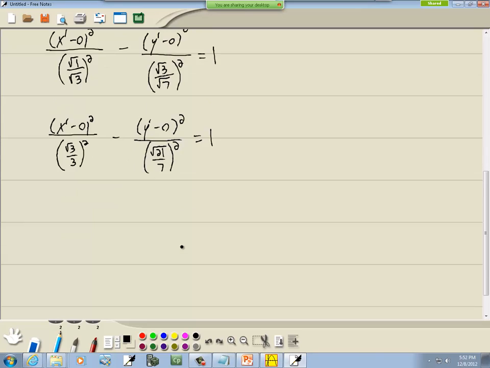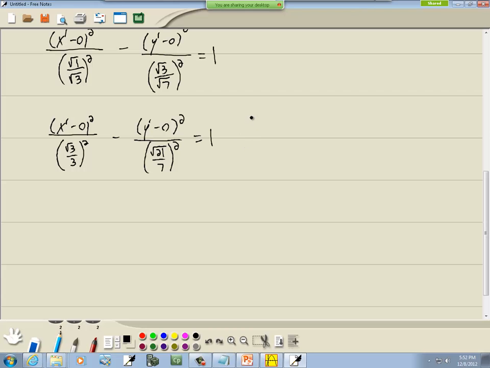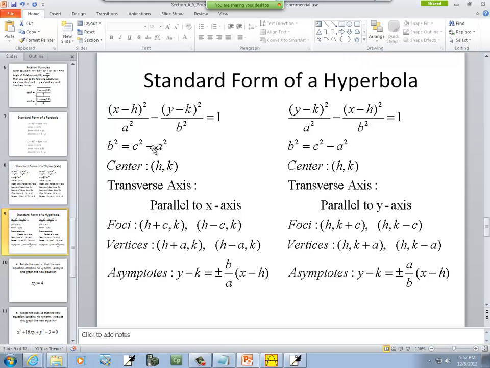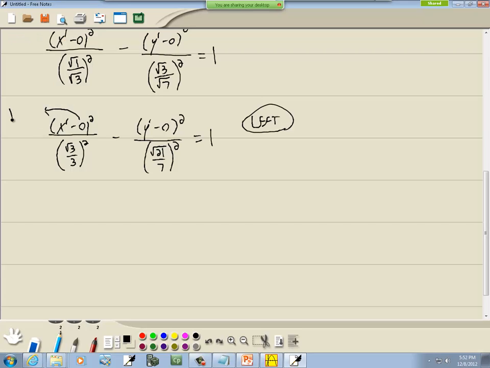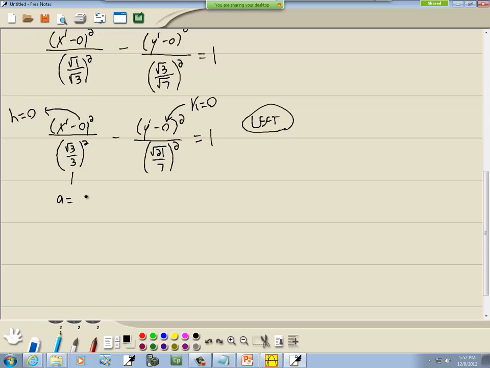Well, now we're ready to identify our variables. Now here we got a minus, and the x squared is before the minus. Over here the y squared is before the minus. So we're dealing with one on the left again. Now this number here from our left formula is going to be our h. It's opposite sign, but 0 doesn't have a sign. And this would be our k. Opposite sign, but again 0 doesn't have a sign. Our a is underneath the x squared, so a is square root of 3 over 3, and this is our b. So b is square root of 21 over 7.